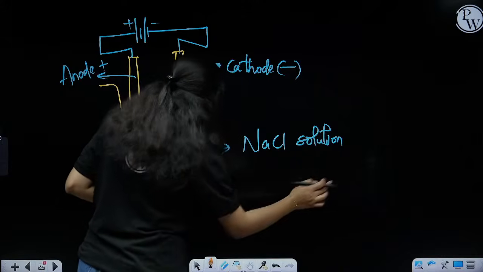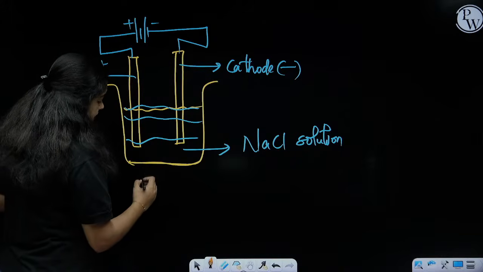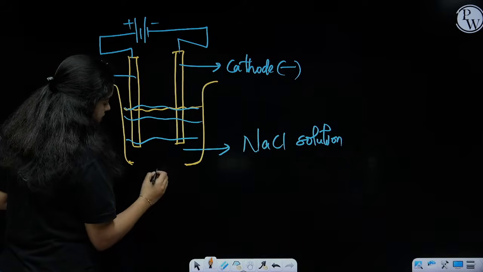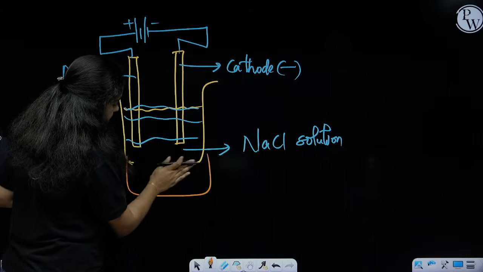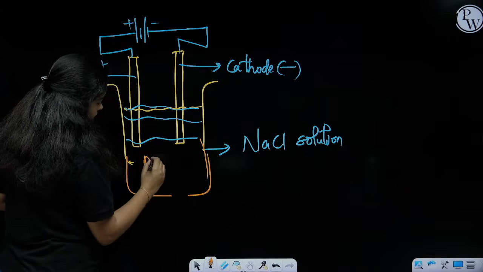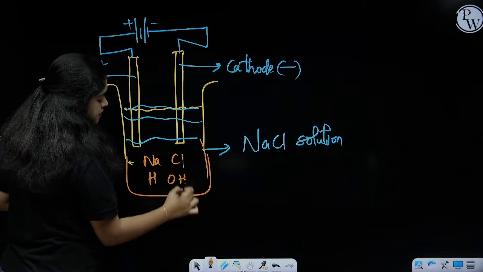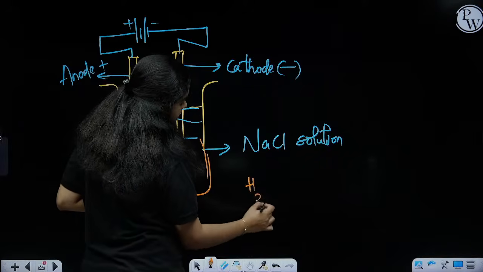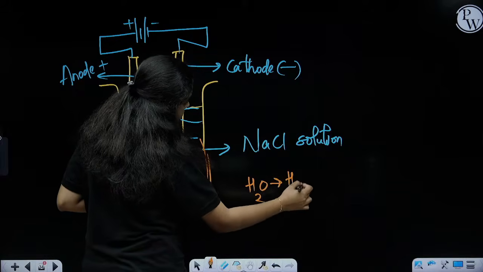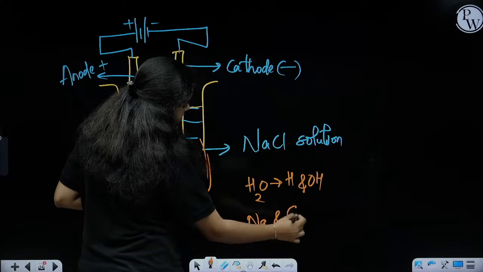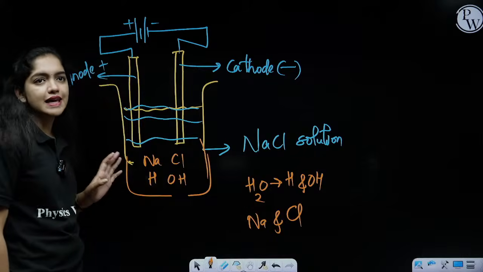Listen carefully. We are going to take NaCl solution. NaCl solution means what? Na plus. This is our beaker. Na will be there, Cl will be there, hydrogen, OH. Why H and OH? H2O can be split and written as H and OH, right? NaCl can be written as Na and Cl.